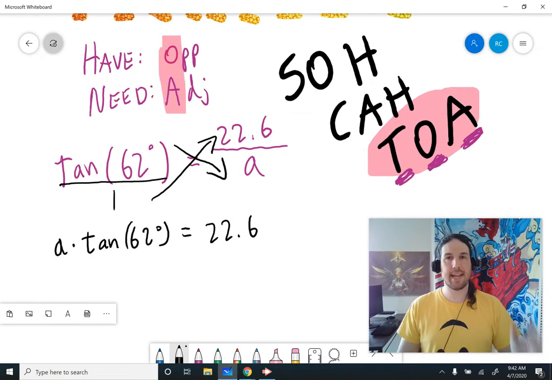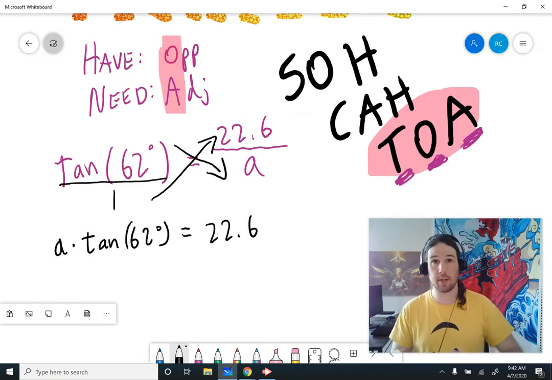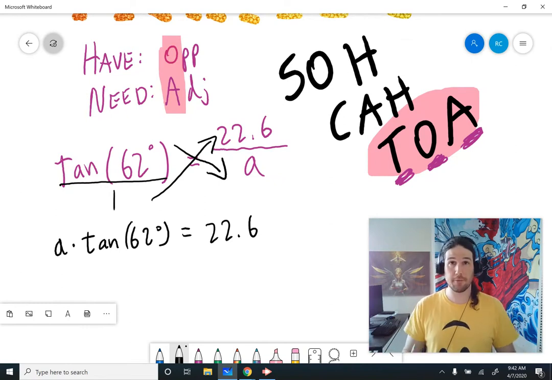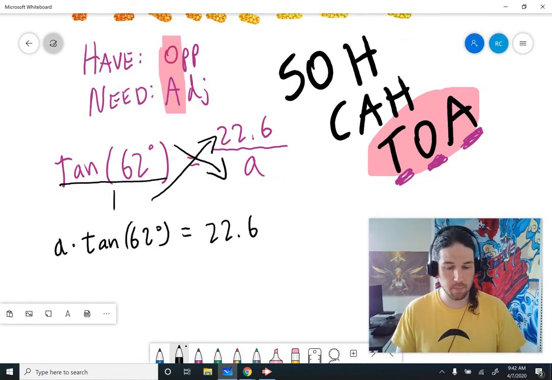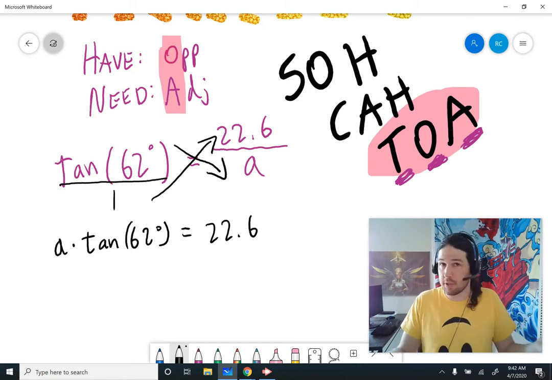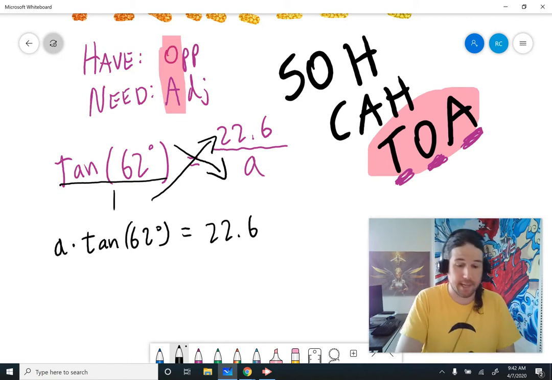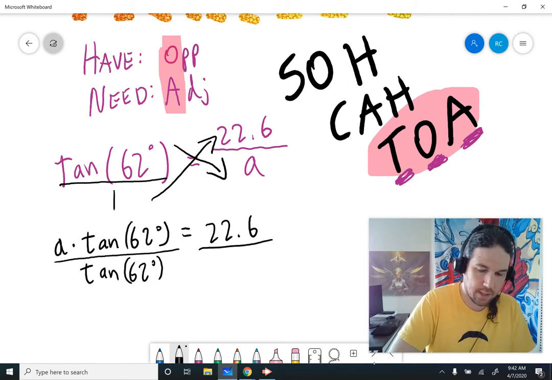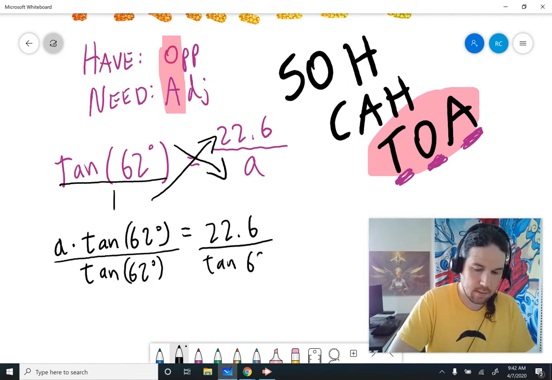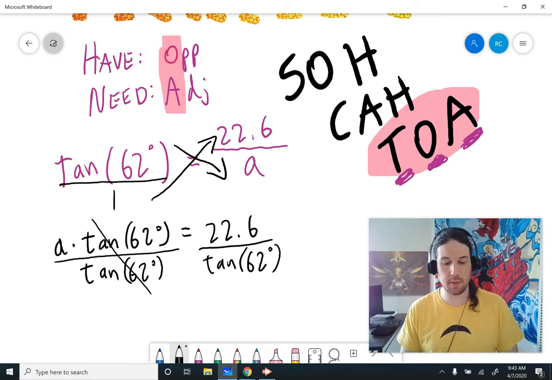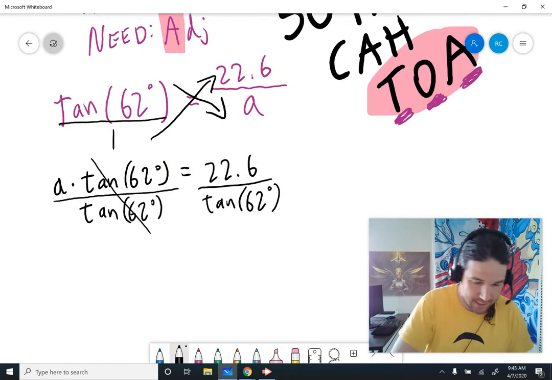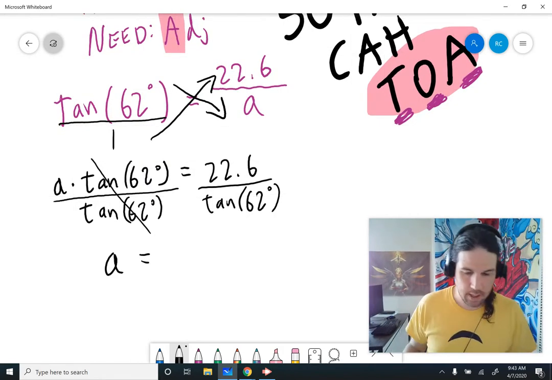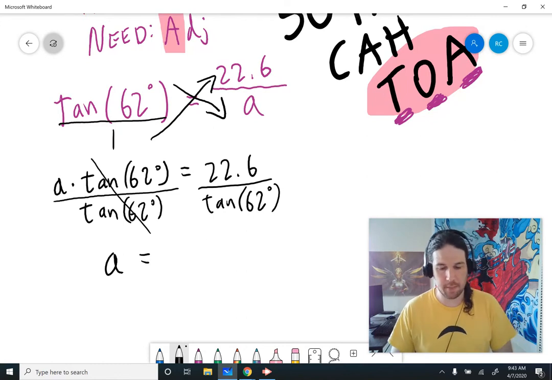Again, remember that tangent of 62 degrees is just a regular, ordinary, plain old number, right? Don't be afraid of it. So we're just going to divide both sides by that number, just like it was a 4, right? If this was 4 times A, we would divide both sides by 4. Since it's tangent of 62 degrees times A, well, that's what we're going to divide by. Tan 62 divided by tan 62 is 1, so we're left with just A on the left, and that equals 22.6 divided by tangent of 62 degrees.